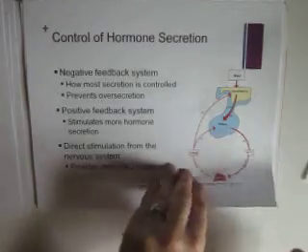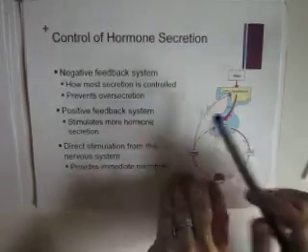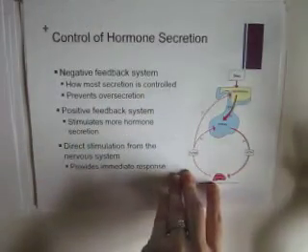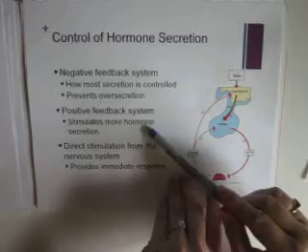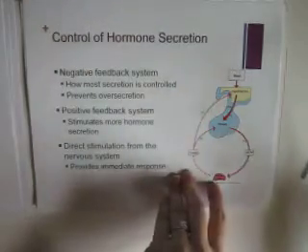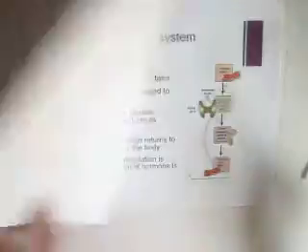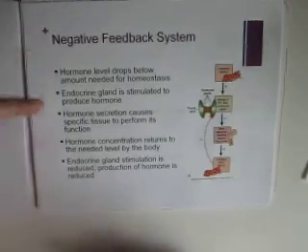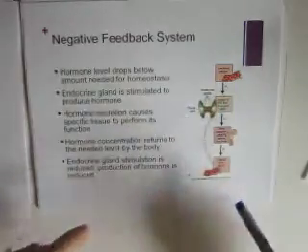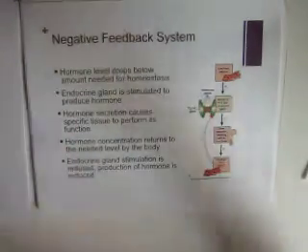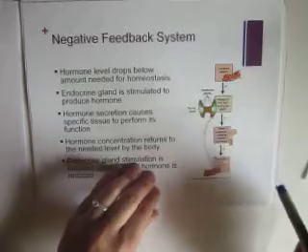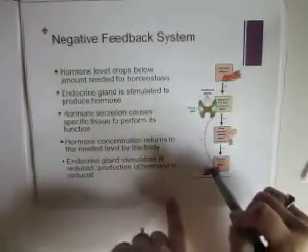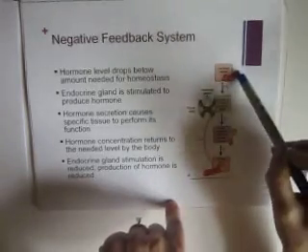So let's first talk about the negative feedback system, which is how most hormones are controlled, and it prevents an over-secretion of the hormone. And then we'll talk about positive feedback, which stimulates more hormone to be secreted. So, the negative feedback system. Here's an example over here. You may have to look in your book at this. There is an example in your book. It's exactly like this. If you just follow along, I'm going to talk you through it.